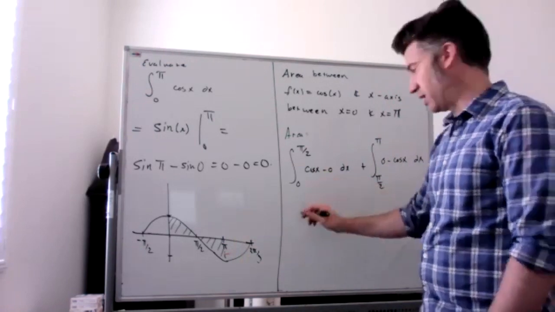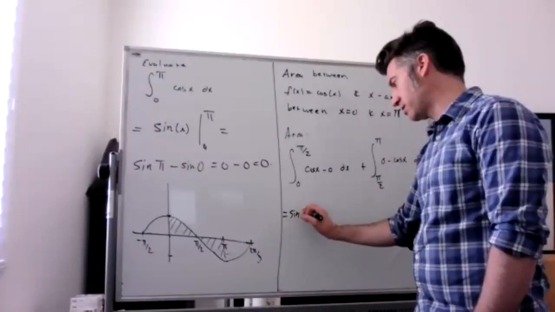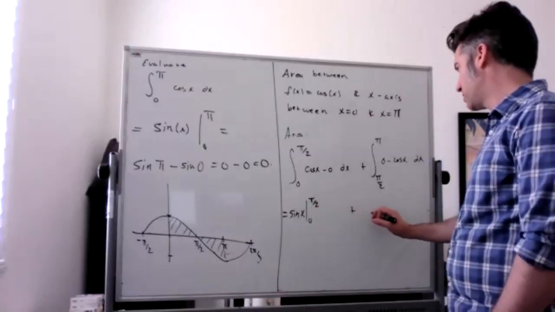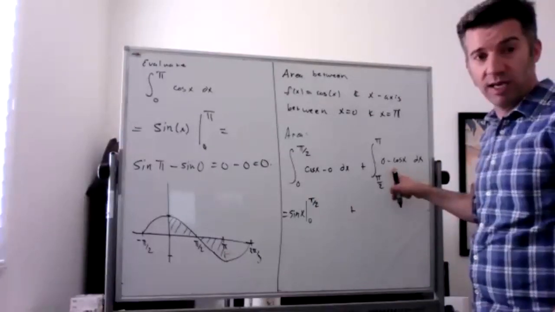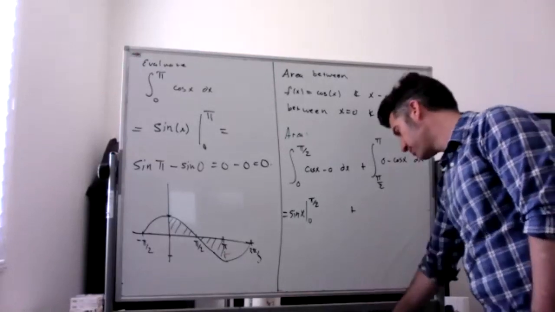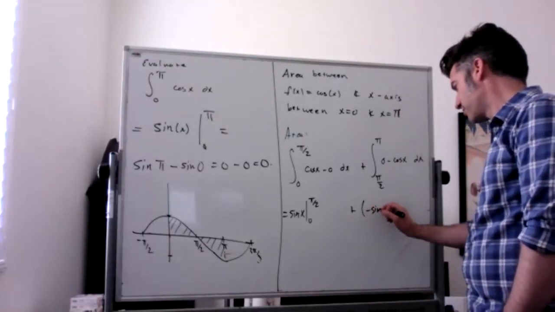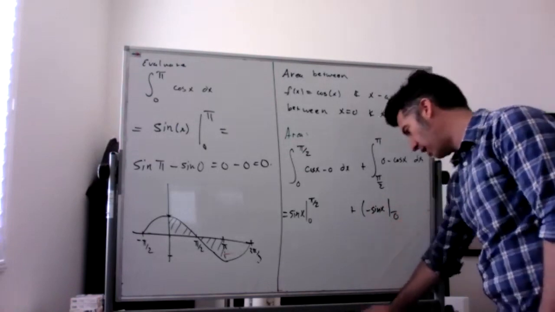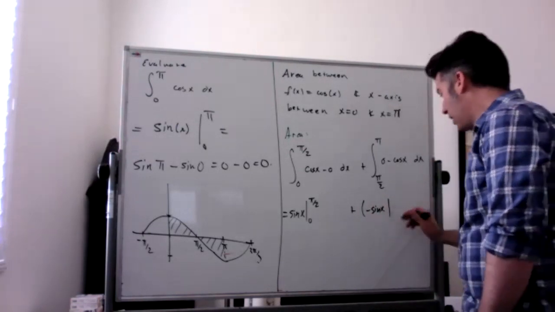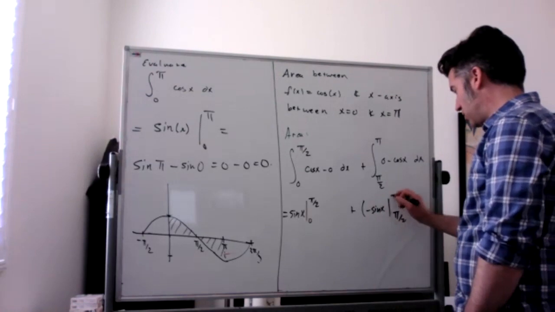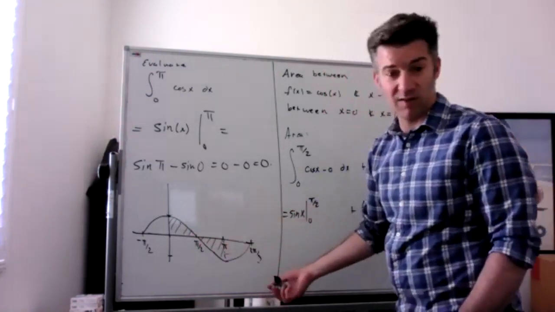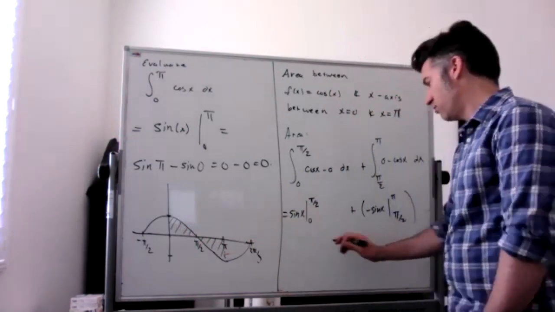So the integral of cosine is sine. So you get sine of x from 0 to pi over 2, plus the integral of negative cosine, which is negative sine of x, from pi over 2 to pi. Here we could have also just used the symmetry and said, I know that this region is the same as that, so they're going to be the same and double it. But I'm not doing that.